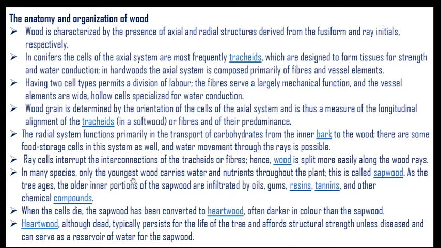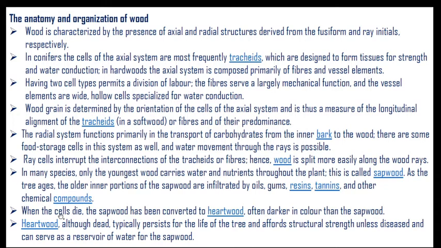In many species, only the youngest wood carries water and nutrients throughout the plant. Usually each species shows a youngest wood which always carries the water and nutrients throughout the plant body, and this is called sapwood, while as the tree becomes aged, the older inner portion of the sapwood gets infiltrated by oils, gums, resin, tannin and other chemical compounds.